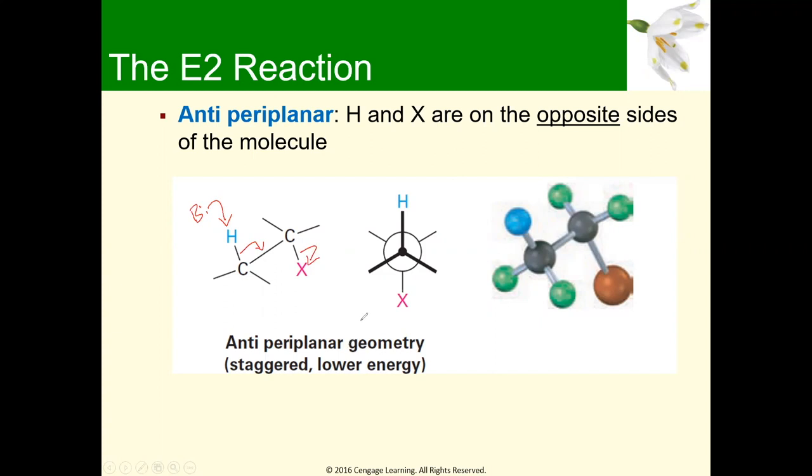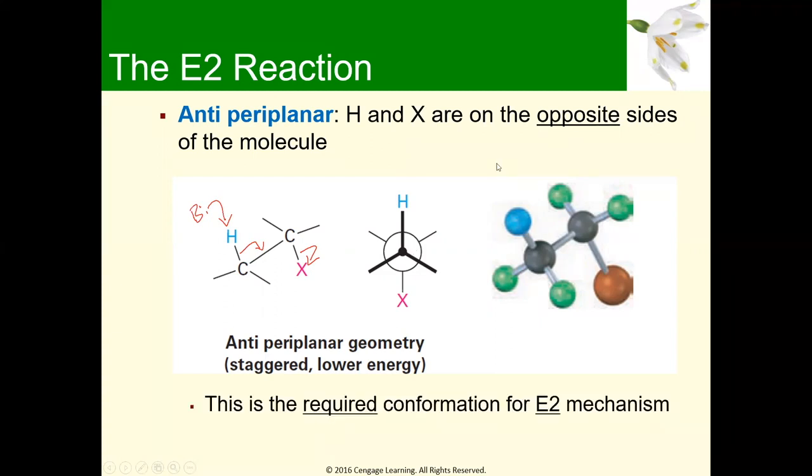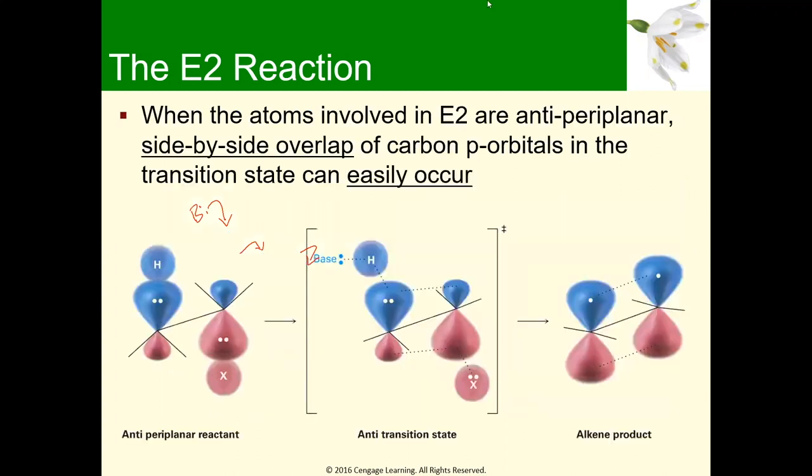So what's so important about this arrangement is, I don't remember if it's on the next slide. Let me show you. Hold on just a second. Okay, yeah. So this is the required conformation for the E2 mechanism. It will not happen unless you have this arrangement, the staggered anti-periplanar arrangement of the hydrogen and the leaving group. So this explains why it happens.